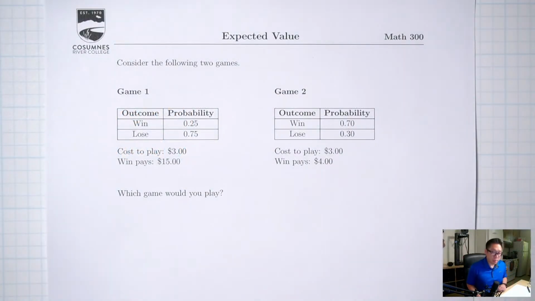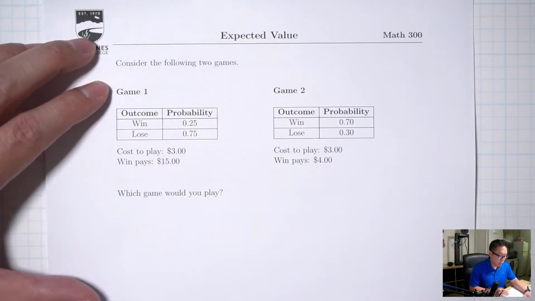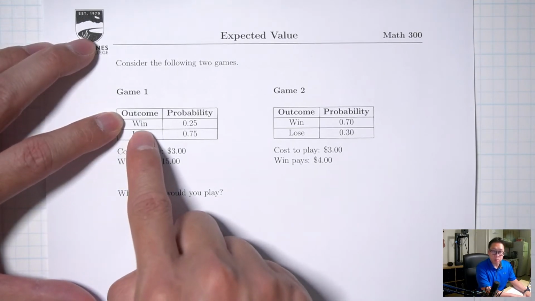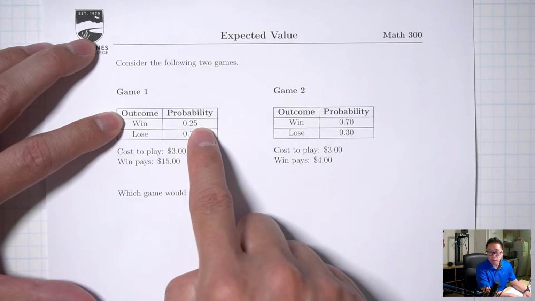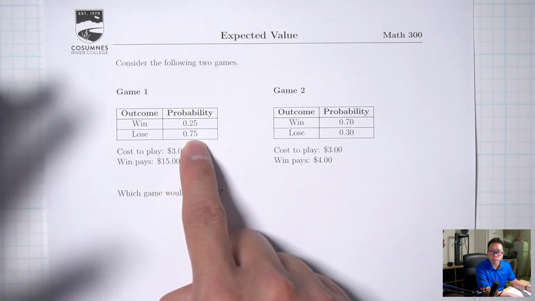Welcome back. Today we're going to talk about how to use probability to help us make decisions. And the first decision we're going to make here is between these two games, Game 1 and Game 2. For Game 1, I list out the probability of winning and losing. The probability of winning is 0.25, which is 25%. The probability of losing is 0.75, 75%.